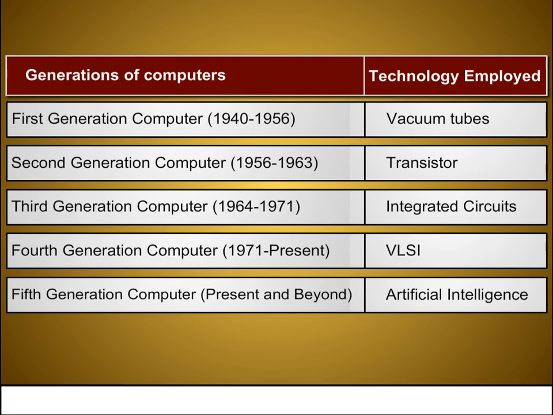Third generation computer, 1964 to 1971, integrated circuits. Fourth generation computer, 1971 to present, VLSI. Fifth generation computer, present and beyond, artificial intelligence.